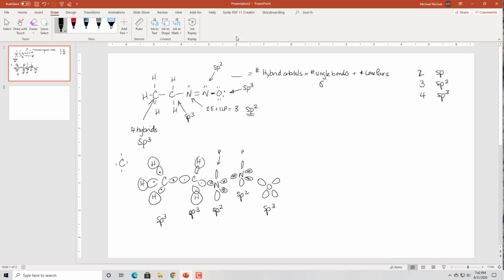Now the question is, what do you do with the lone pairs? Carbon had one unpaired electron per orbital because of its Lewis dot structure. What's the Lewis dot structure for nitrogen? 3 unpaired electrons and the lone pair. Now, you cannot place a lone pair into the p orbital. The p orbital can only have unpaired electrons.